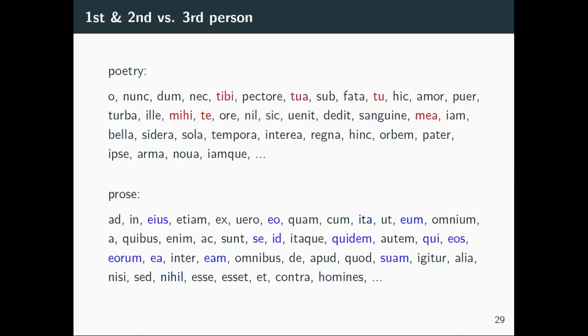And if you inspect them further, there is the first and the second person in poetry, tibi, tua, tu, mea, mihi, te, as opposed to the third person in prose, eius, se, it, quidem, suam, qui, eos, ea, and so on and so on. So we start discovering interesting patterns here, but these patterns can also be explained without any fancy technologies. We know that poetry is mostly about myself and you, the second person, and say historical prose is about mostly, if not exclusively, the third person.